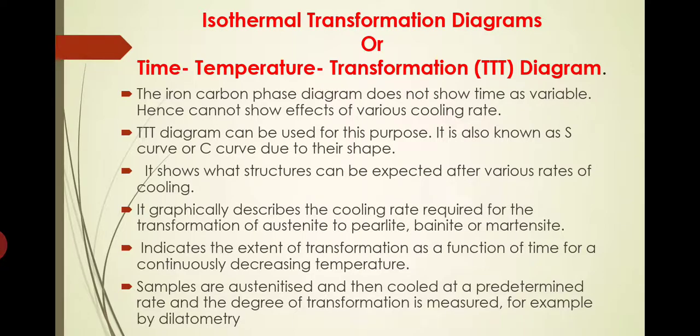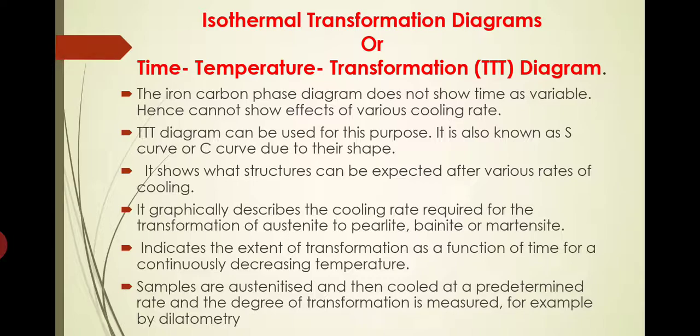The TTT diagram indicates the extent of transformation as a function of time for a continuously decreasing temperature. Samples are austenitized and then cooled at a predetermined rate, and the degree of transformation is measured, for example, by dilatometry. The process is called dilatometry.